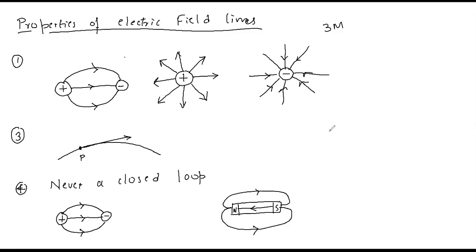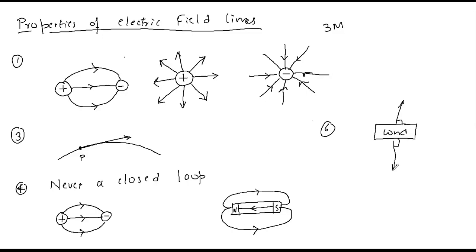So if we consider the sixth property here, say this is the conductor, and this is the electric field line. Okay, one is here and one over here. It is always perpendicular to the surface of the conductor. The sixth property says electric field lines are always perpendicular to the surface of the conductor.